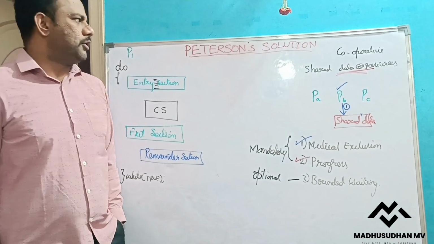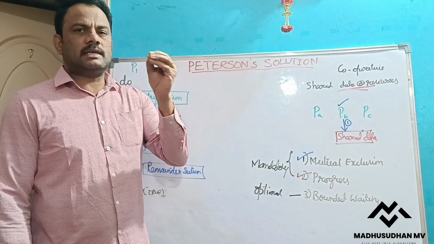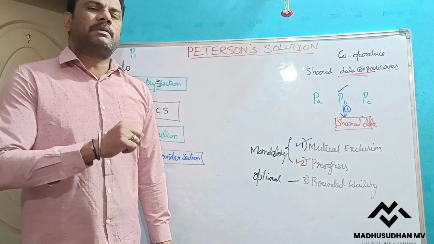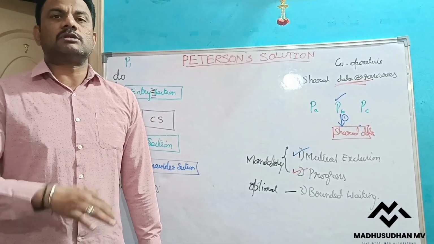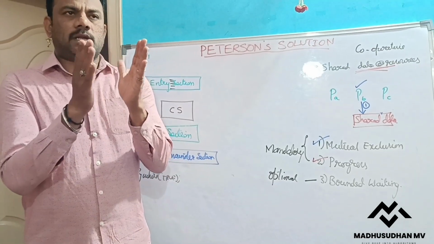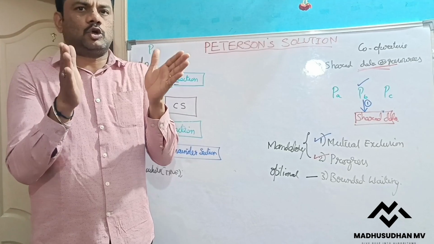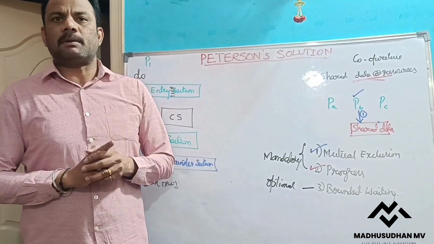In this video, I'm going to explain the Peterson solution, which is the simplest solution for the critical section problem. In my previous video, I explained what we mean by critical section and what the problem with the critical section is. Processes are broadly categorized into two types: one is cooperative process and the other is independent process.